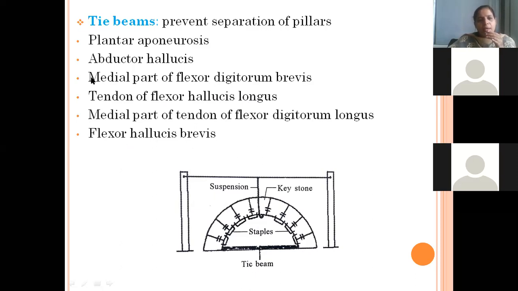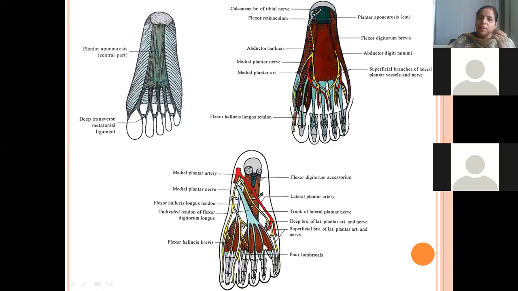Apart from that, we have plantar aponeurosis and abductor hallucis. So what are they acting as? Tie beams. Tie beams. Again, for your review, this was our first layer, no? First skin, then below which we had plantar aponeurosis. Then we have flexor digitorum brevis, abductor digiti minimi, then abductor hallucis we have seen, isn't it?